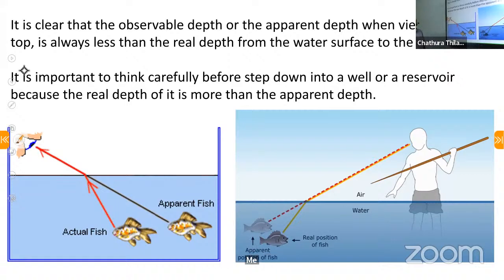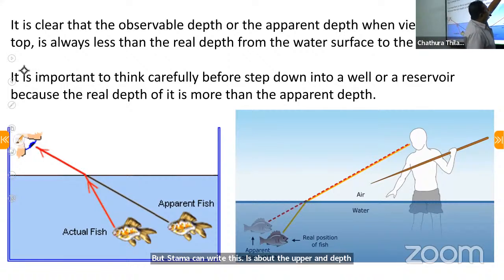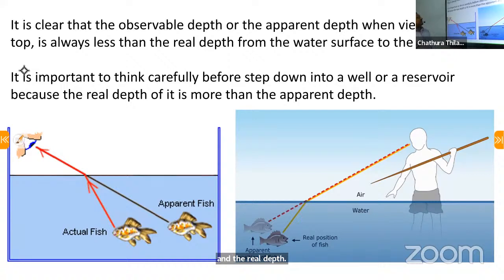Can you write this too? It is clear that this is not another point. Description for the same point. Put a star mark and write: this is about the apparent depth and the real depth. It is clear that the observable depth, the apparent depth, when viewed from the top is always less than the real depth. So, water surface to bottom. It is important to think carefully before stepping down into a well or reservoir because the real depth is more than the apparent depth.